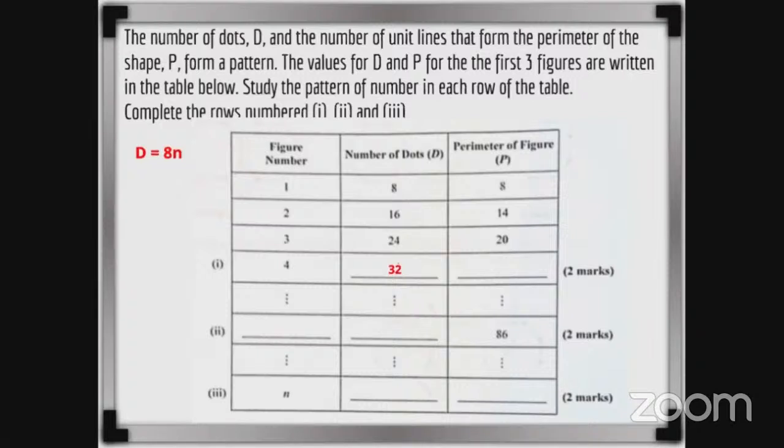Now, look what happened here. If the table was organized in a chronological way, as in the next figure was the 5th figure and 6th, this would be easy because we just add 6 every time, correct? Yes, miss. But I am sure that if you add 6 to 26, you don't get 86. Right?